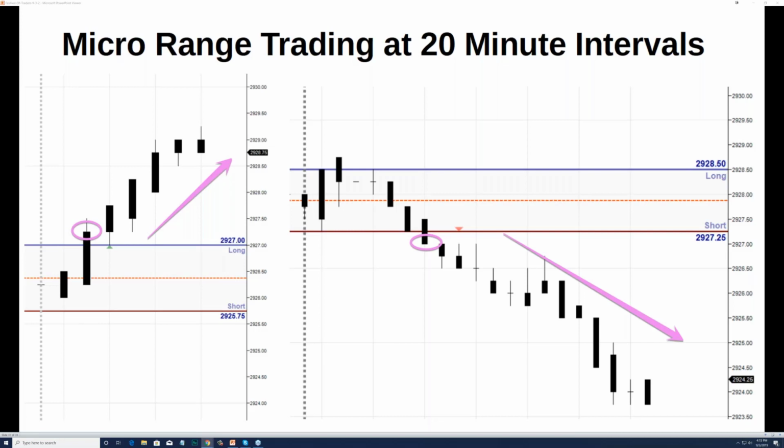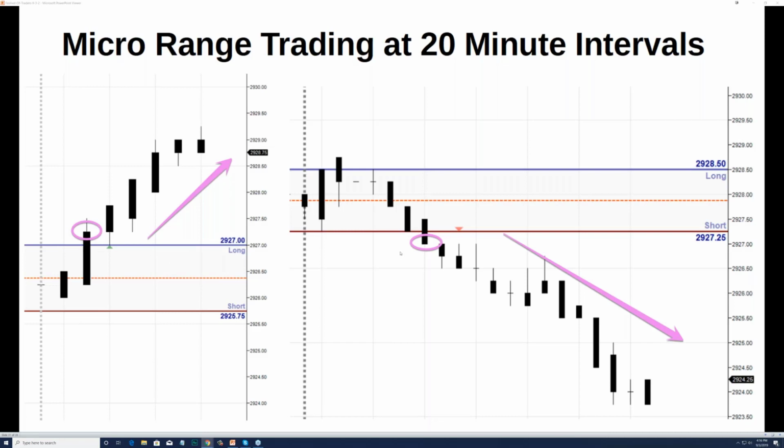So I created a new algo that I call micro range trading at 20-minute intervals. That means that every 20 minutes on the dot, on the clock, a new range is going to get set up. And because of this natural rhythm that occurs between about 18 and 24 minutes, we're going to be able to catch nice moves in the intraday session. It's a natural ebb and flow of the markets. I don't think anybody's controlling the markets or anything, but it just works great.